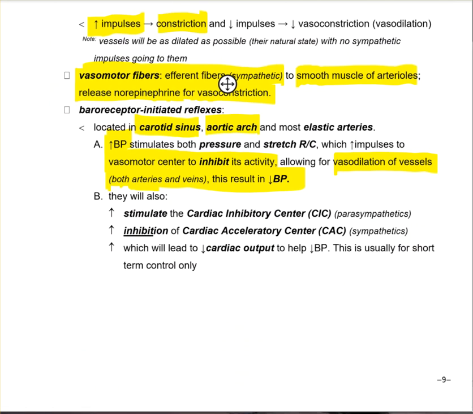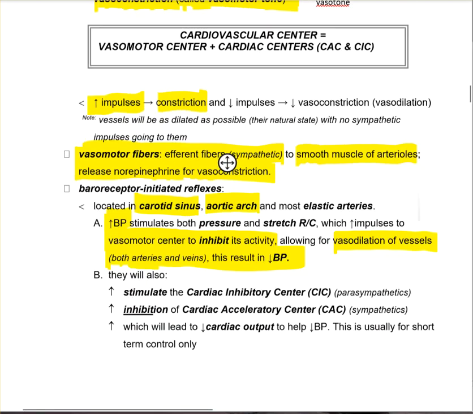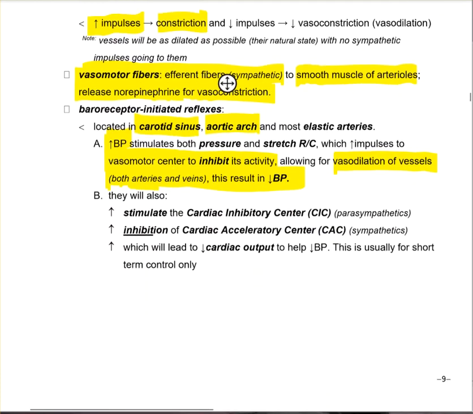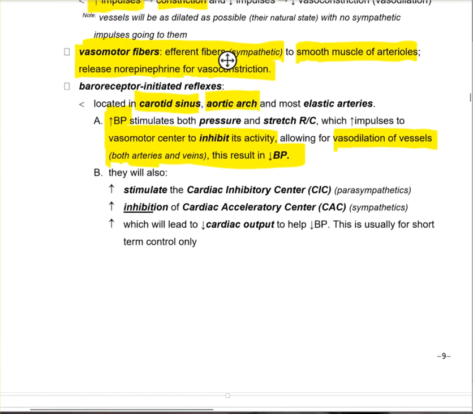Now, it'll also, and we talked about this before, the CIC will get stimulated and we'll have a parasympathetic response, and that will cause cardiac output to go down, right? And we know that lower cardiac output, let's go back to this, lower cardiac output right there results in lower blood pressure. All right, so that helps as well.